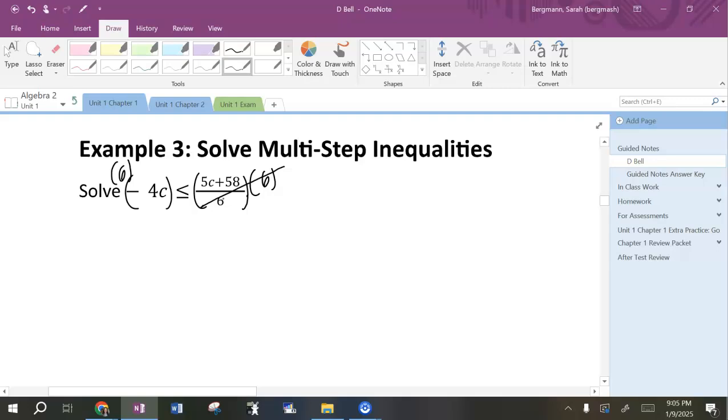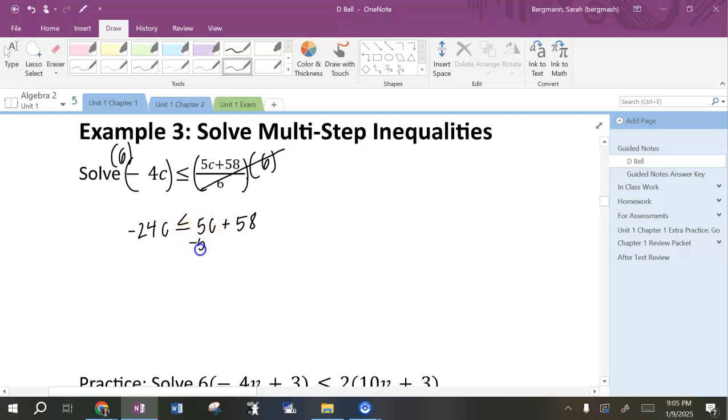Those are inverse operations. So the biggest mistake that I see is people want to also distribute the 6, but remember it's canceled out with the divided by 6. So you're not distributing it, it's just gone. So on the right side we have 5c plus 58. On the left side we have negative 24c.